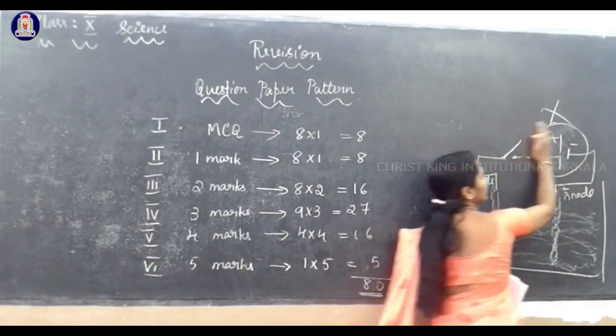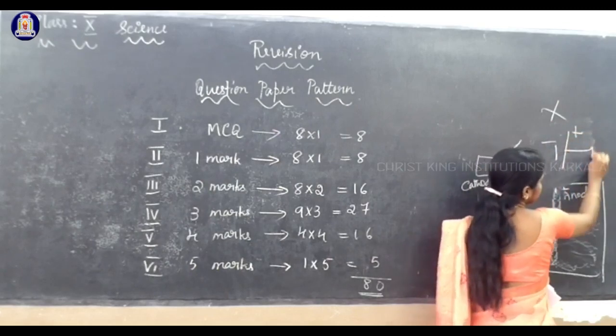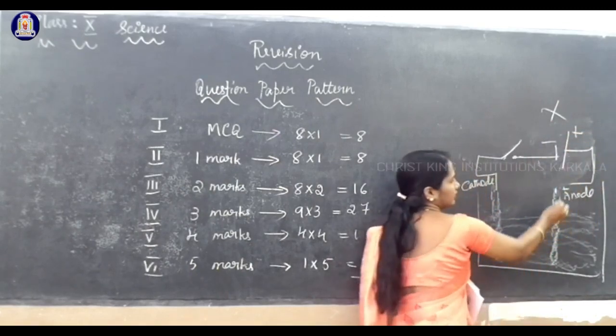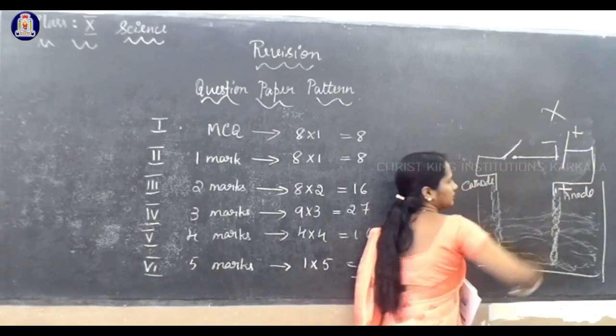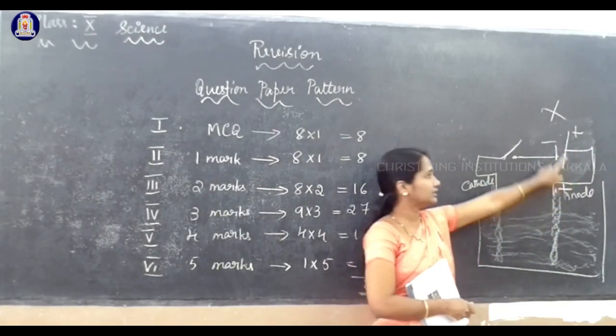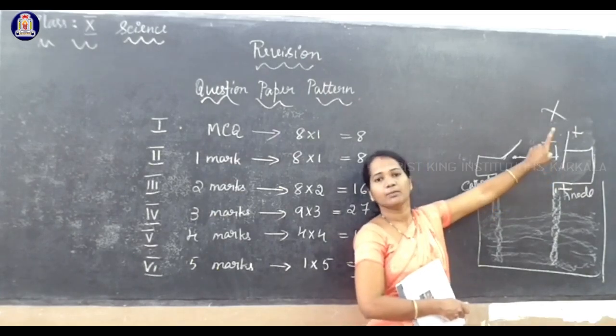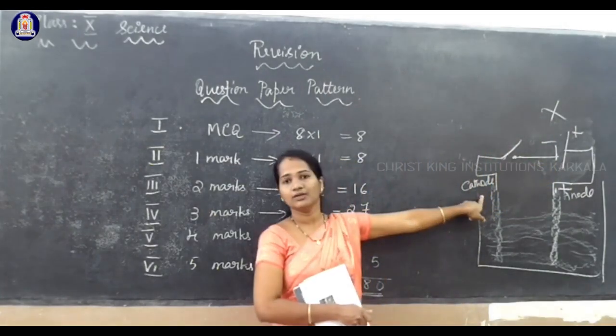You have to connect positive, plus, to the anode. Plus should be connected to the anode. Plus means the long line, and the small line is minus. Minus should be connected to the cathode.